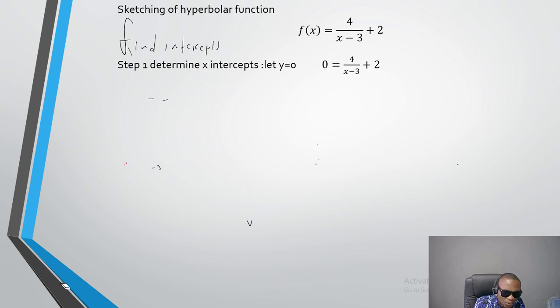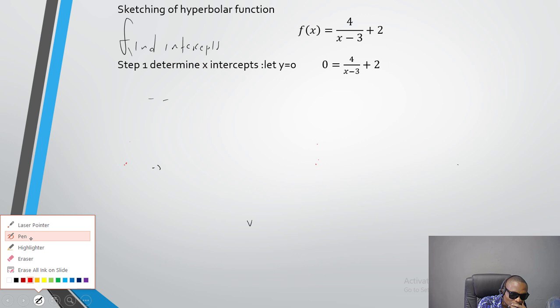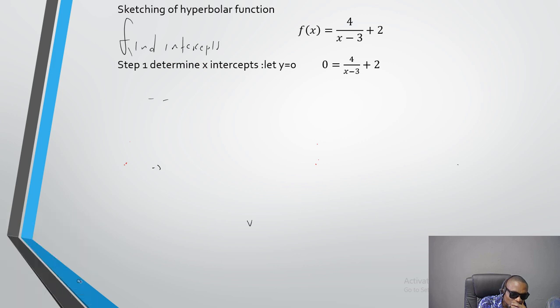Now you can see what I've done here. We are determining the x-intercept by letting y be 0. So you can see f of x, which is my y, is now 0. So I have 0 equals 4 over x minus 3, plus 2. As I continue, I'm going to solve for x there.